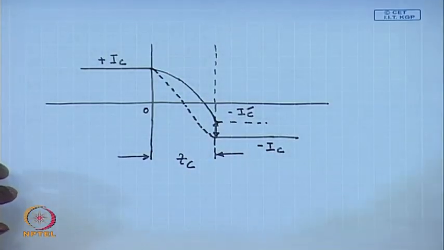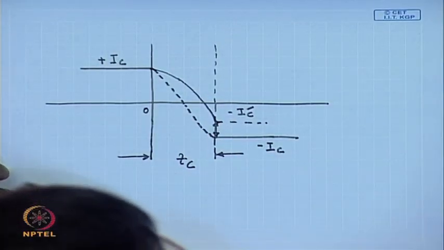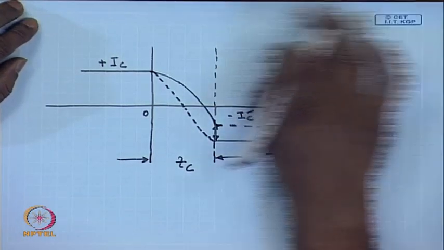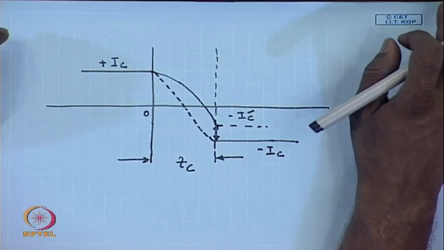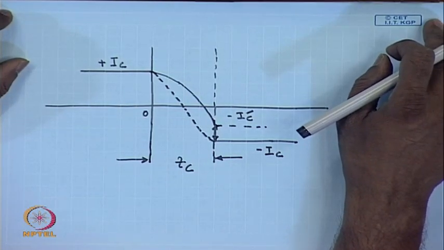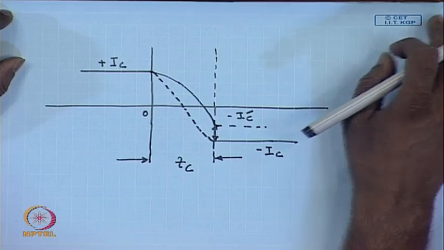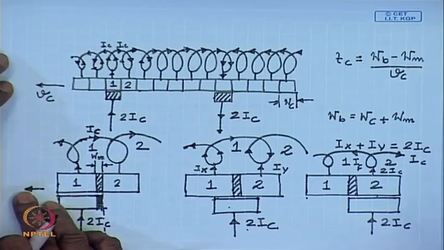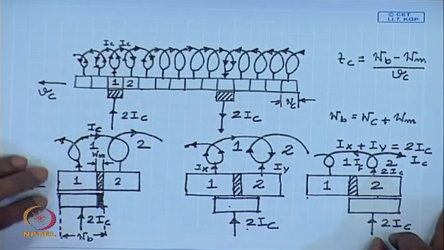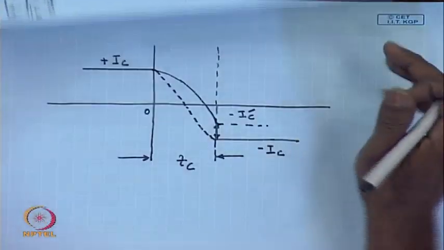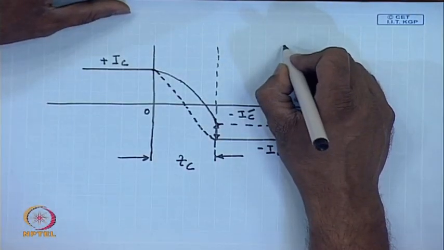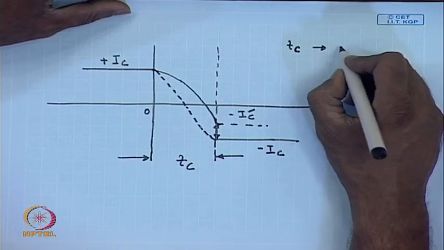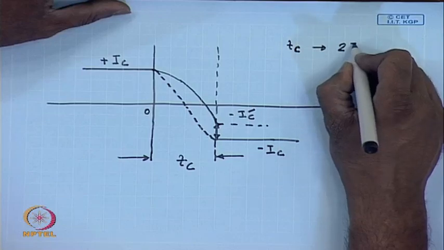Now, this is not desirable, since the sparking destroys the commutator surface, may also lead to fire hazard. So, this has to be minimized. But let us first find out what are the reasons for under commutation. First is the self inductance of the coil. We see that in time Tc, the current changes from plus IC to minus IC. So, net change in current is 2 IC.